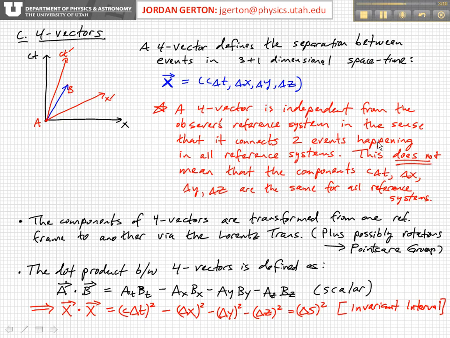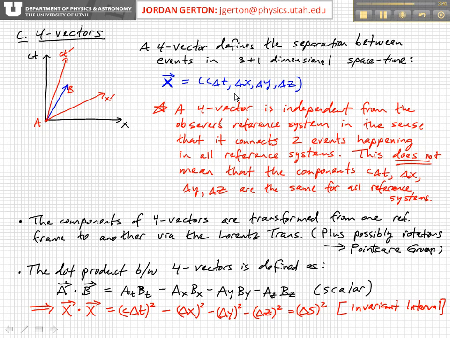So 4-vectors have the important property that their components are transformed from one reference frame to another via the Lorentz transformation. That means, obviously, that it allows us to connect the components of a 4-vector in one reference frame to another.